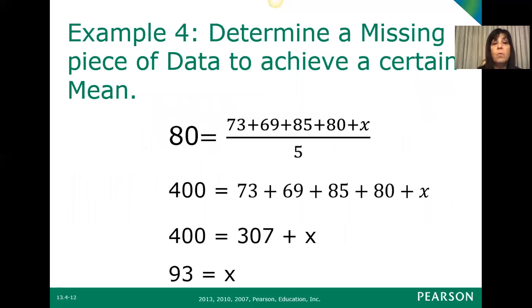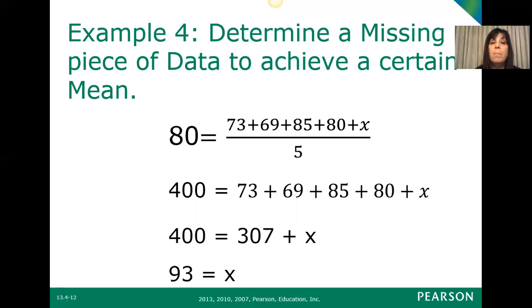So we will be taking those 4 pieces of data plus the unknown, and we need to divide that by 5. So for the solution, you will first take the 80, which is the mean that we would want to achieve, and I will set that equal to the sum of the 4 pieces of data that they gave me. Those were the 4 tests that I've already taken, plus the unknown test, which is X, and that will be all divided by 5.